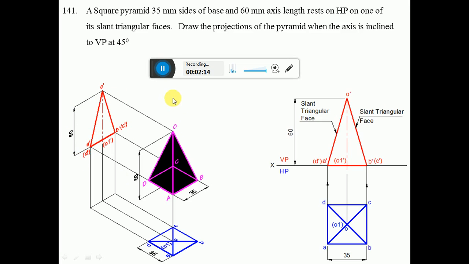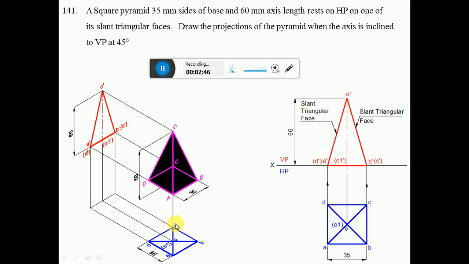Similarly, when you look from the top view, ABCD is near to the observer, so ABCD is visible. Since we have joined OA, OB, OC and OD from the apex point, this is a pyramid. These are called the slanted edges, and they are also joined with a dark line. When you look from the top view, O is near to the observer, so O is visible, and O1 is away from the observer, so O1 will become invisible.